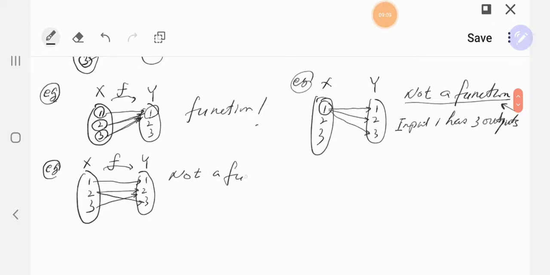Why is it not a function? Because of this input 2. The input value 2 has how many outputs? It must have only one output, but it has 2 outputs, which are 2 and 3. So it's not a function. Can you see it? Each input must have only one output.